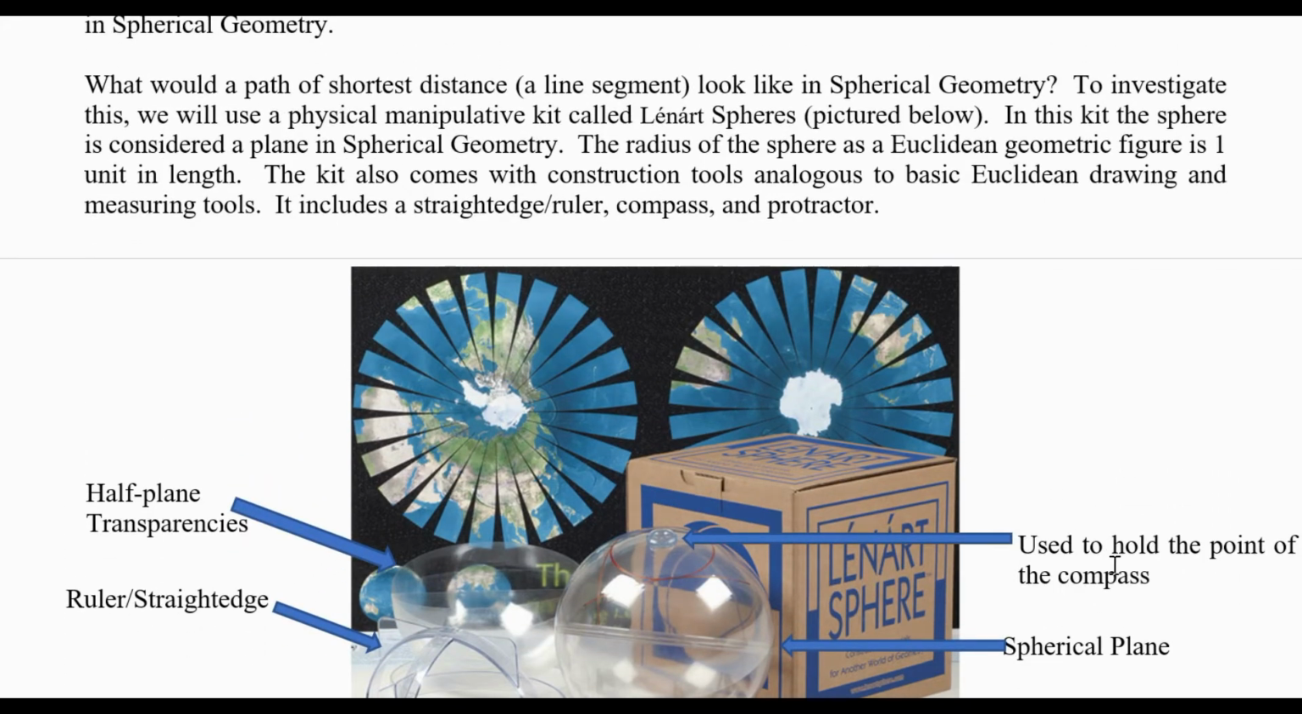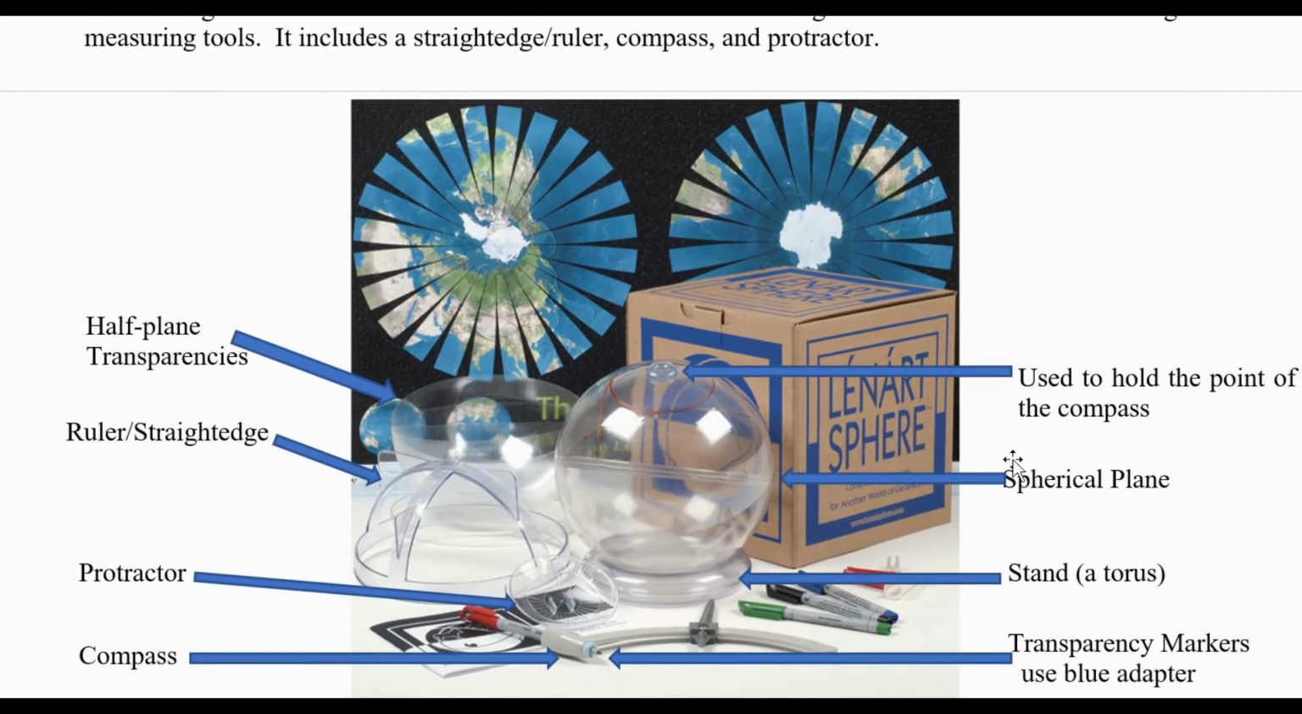And in this kit, the sphere is considered a plane in spherical geometry. The radius of the sphere as a Euclidean geometric figure is 1 unit in length. And the kit comes with some construction tools analogous to basic Euclidean drawing and measuring tools. It includes spherical versions of a straight edge, a ruler, a compass, and a protractor. So here's basically what comes in the box.